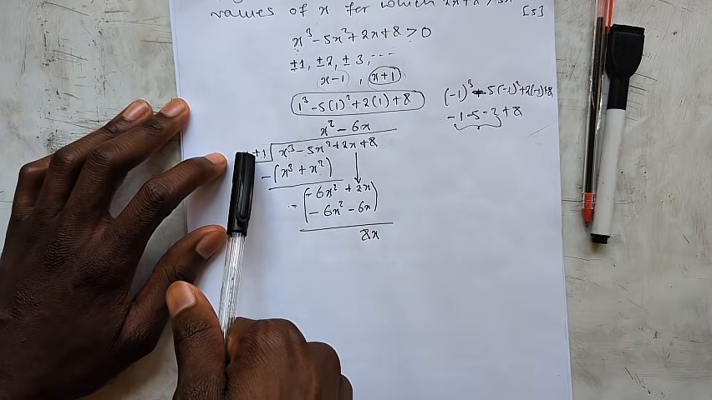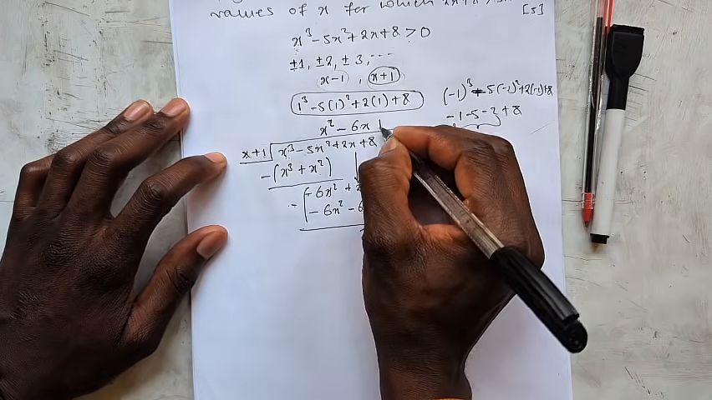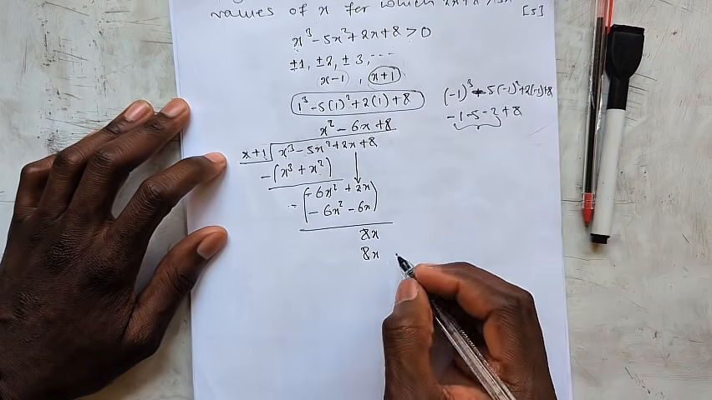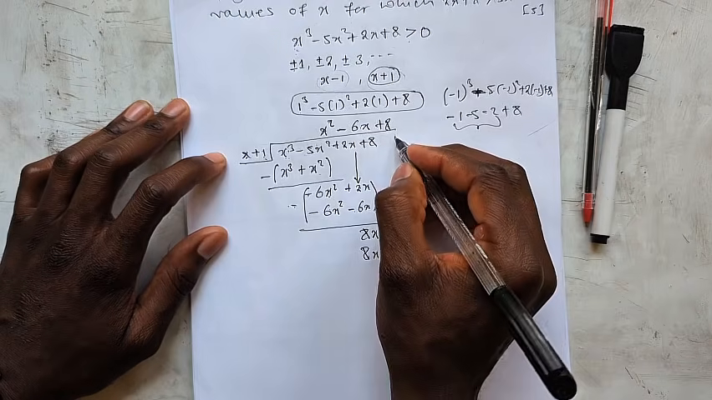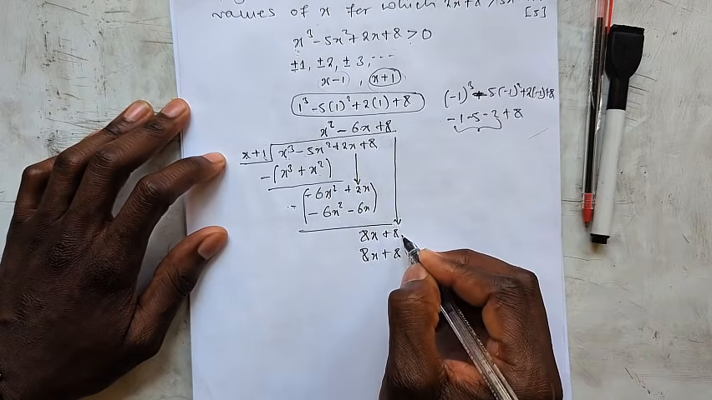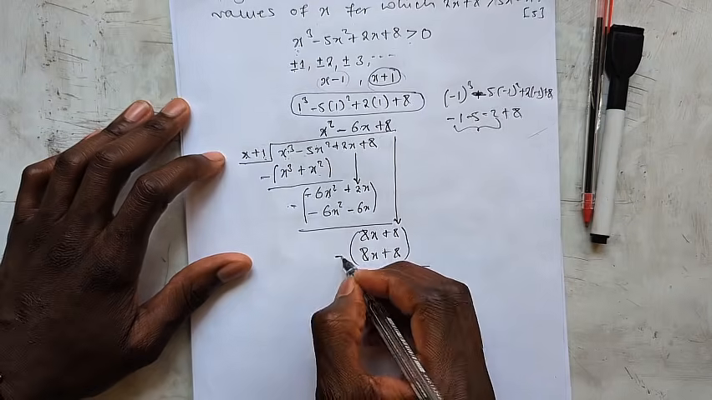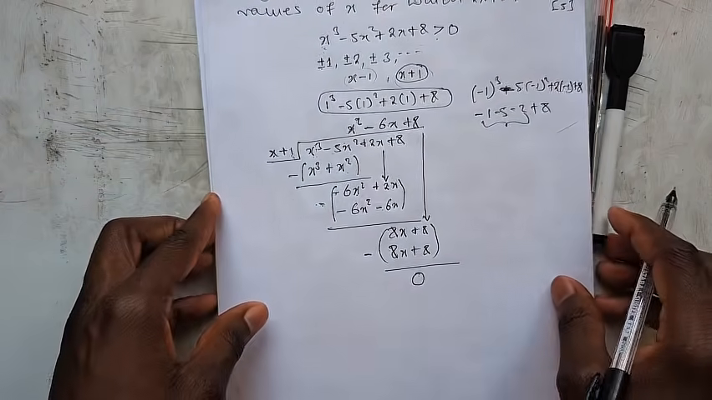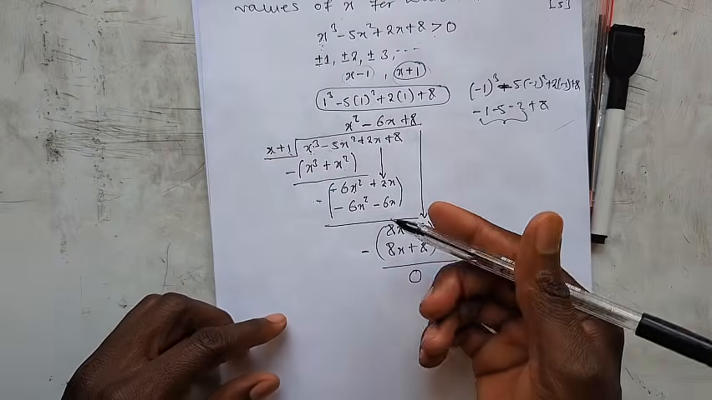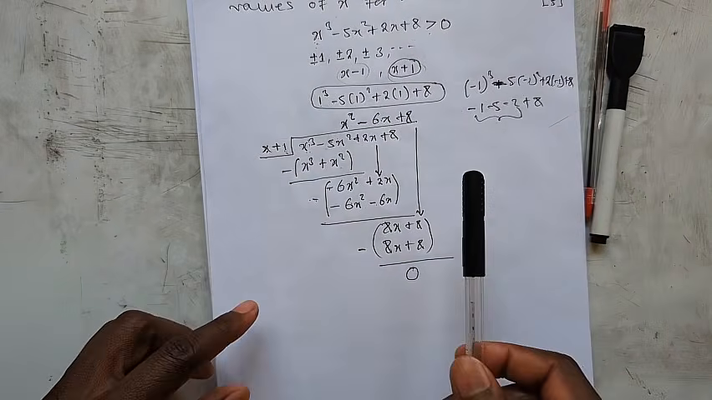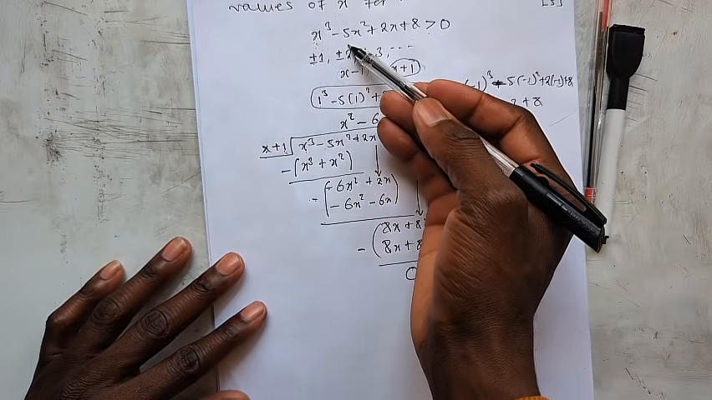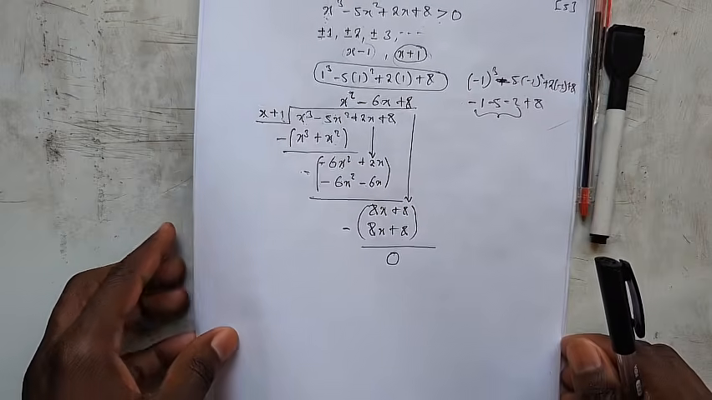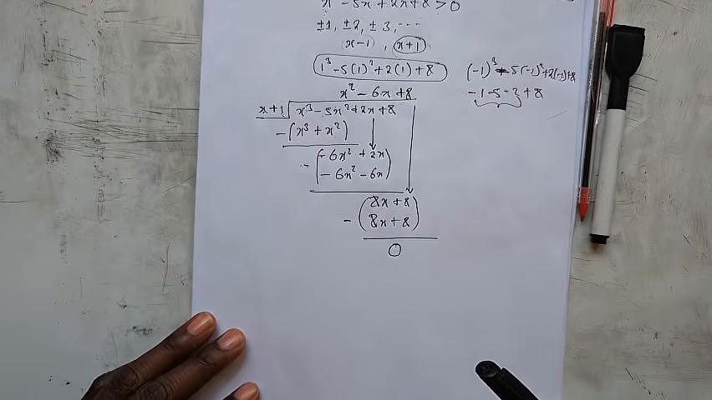We divide x into 8x again, which gives positive 8. So 8 multiplied by x plus 1 gives 8x plus 8. Drop this again, and when you subtract, you get a remainder of 0. This is exactly what we got when we tested that our factor has to be x plus 1. So if some numbers fail, you go to the next numbers until you find one that gives you 0.